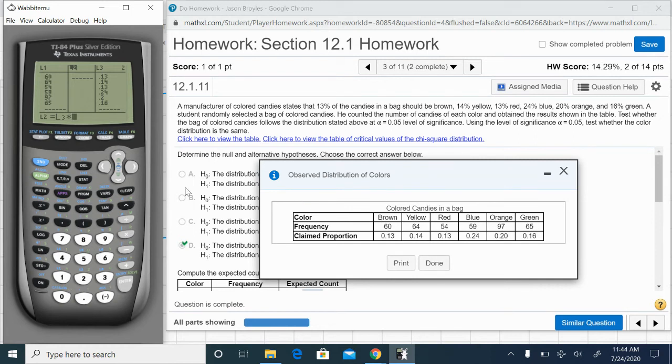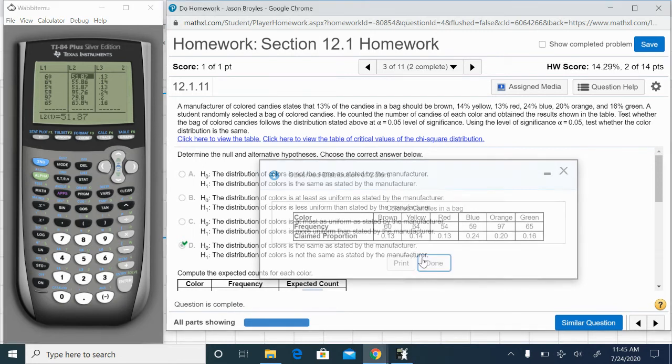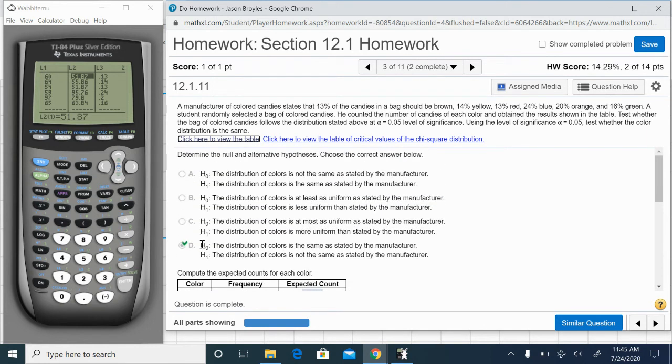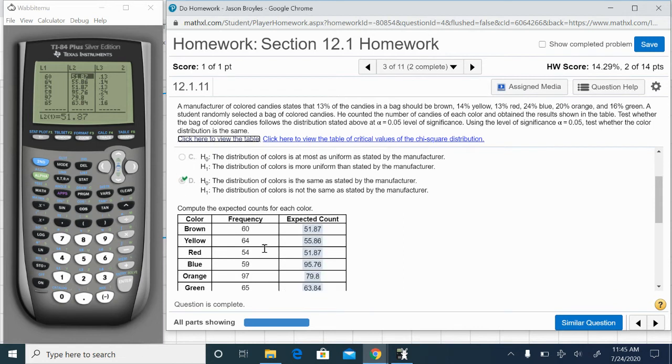That gives me my sample size, which I added those up and got 399. So if you multiply that times all these percentage values, then you'd get your list of expected frequencies. So that's what I'm going to put here as my expected count, 51.87, 55.86. It's all these numbers that the calculator gave you. The null hypothesis for all of these goodness of fit tests, it's always the distribution is the same as what was stated, and the alternative says the distribution is not the same as what was stated. So that part's actually pretty easy for this chapter.